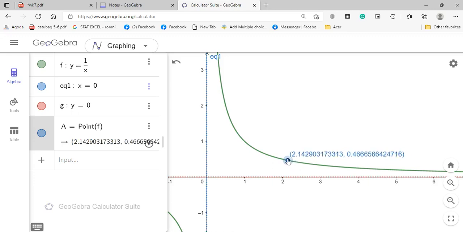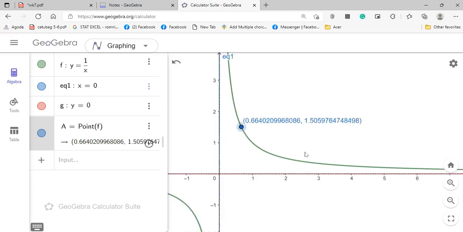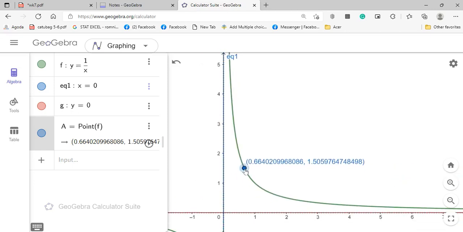Pag dinecrease mo ang value ng x, kanina, pag dito tayo sa 2, ang y ay 0.42623. Pero kapag dinecrease mo siya, pumunta ka sa 1, halimbawa, naging 1 na rin yung y. Paano kung i-decrease mo pa yung x? So what happens to y? Naging 1.5, which is almost 1.51. What if you keep on decreasing x, but you are approaching 0?